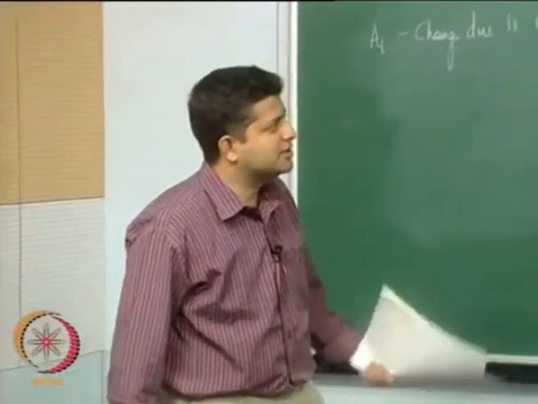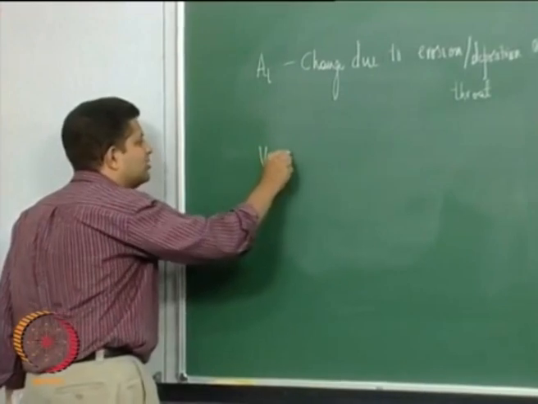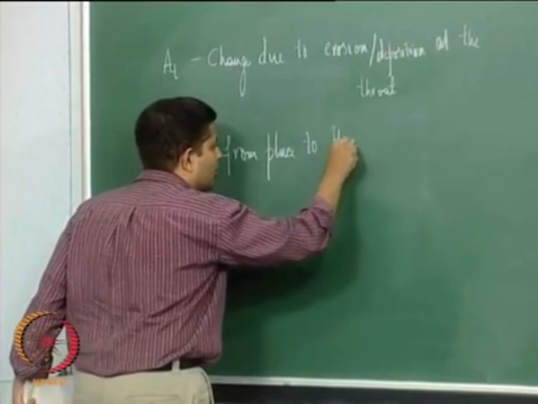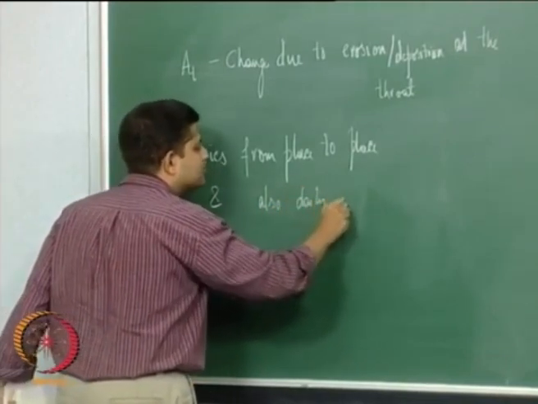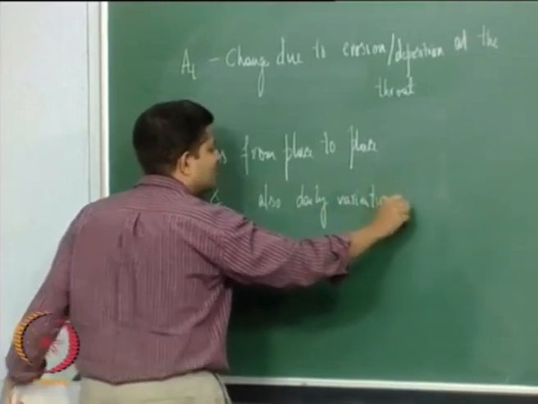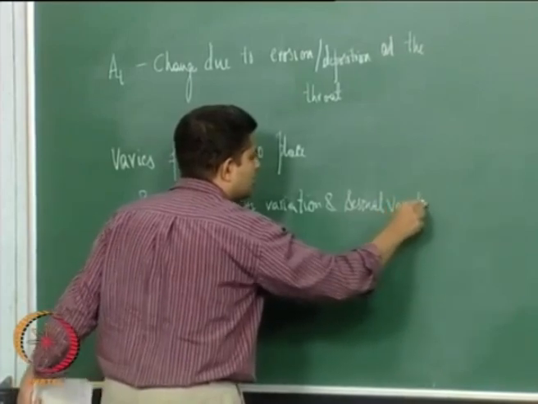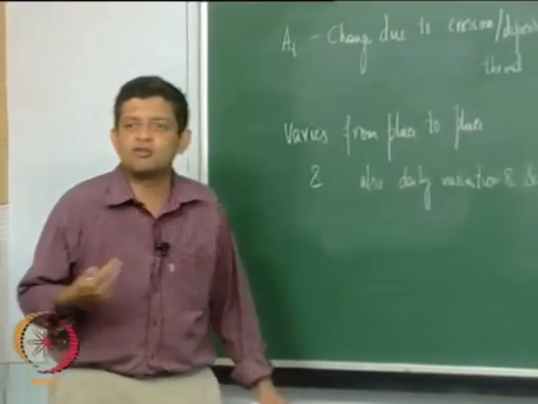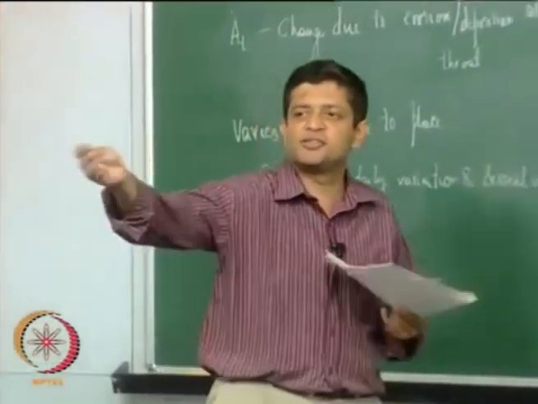Now lastly, how much does the initial temperature vary? Initial temperature varies from place to place, and also with daily variation and seasonal variation. Even in a single place, depending on the season, temperatures can vary, and depending on the time of the day, temperatures can vary. One good thing for us is most of the solid propellants are very bad conductors of heat, okay. So it takes them a long time to really sense what is happening on the outside.